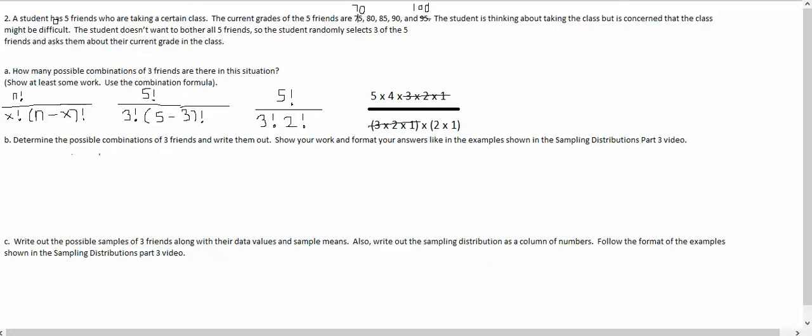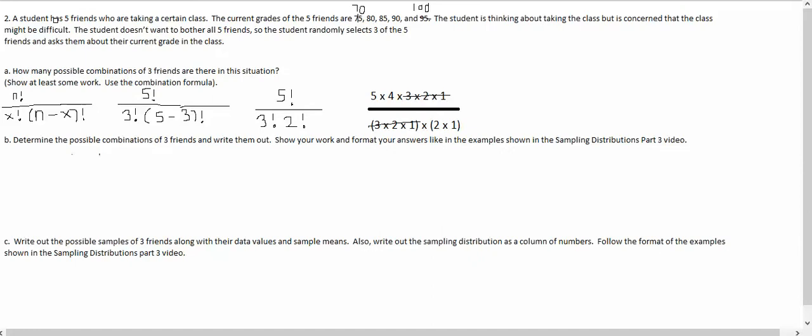So this question says that we're imagining that a student has 5 friends who are taking a certain class, and these are the current grades of the 5 friends. And the student is thinking about taking this class, but is concerned that the class might be difficult. So the student decides to survey his or her friends, asking them how well they're doing in the class. But for some reason, the student doesn't want to bother all 5 friends, so the student decides to randomly select 3 friends out of 5 and survey those 3 people on how well they're doing in the class.